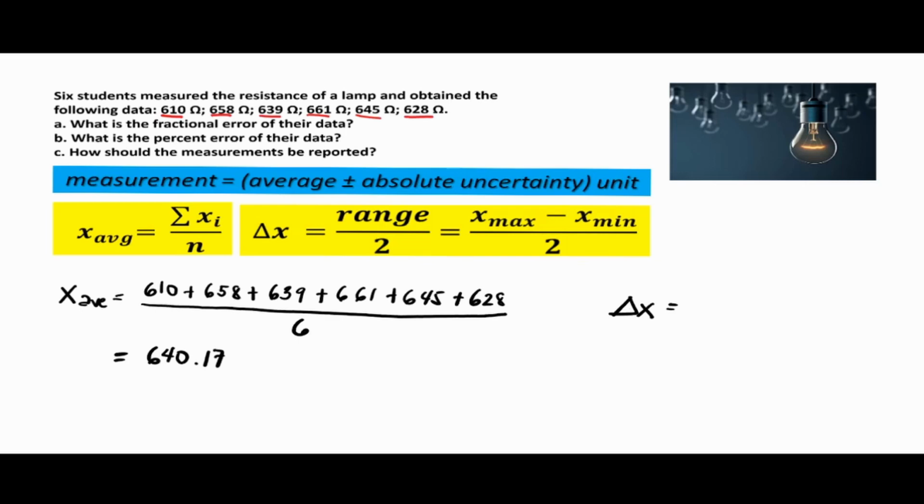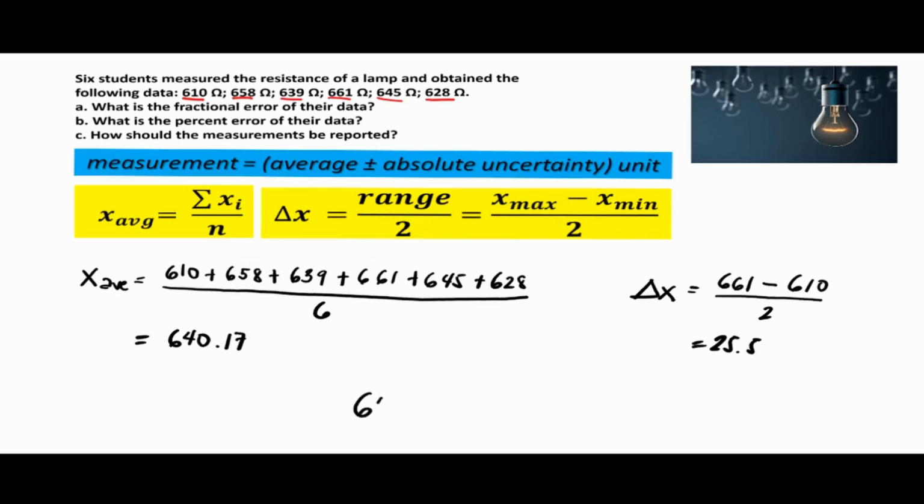Next, we solve for the delta x using the equation range divided by 2. So we have the largest value, 661, minus the smallest value, 610, divided by 2. So the answer here is 25.5. So here we round off our answers to 640 plus minus 26.